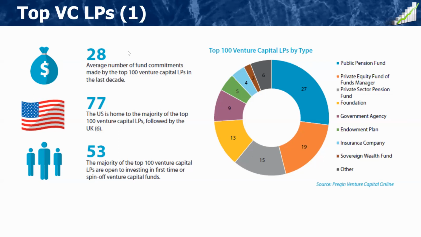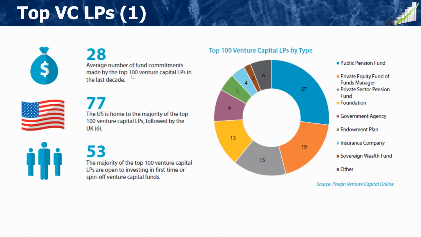Now let's look at the limited partners, the biggest limited partners. If we look at the structure of the top 100 venture capital limited partners by type, we see that pension funds are the vast majority of that. There are also private equity fund of fund managers who allocate money across different managers. We also have private sector pension funds, and it might be foundations and endowments and so on.